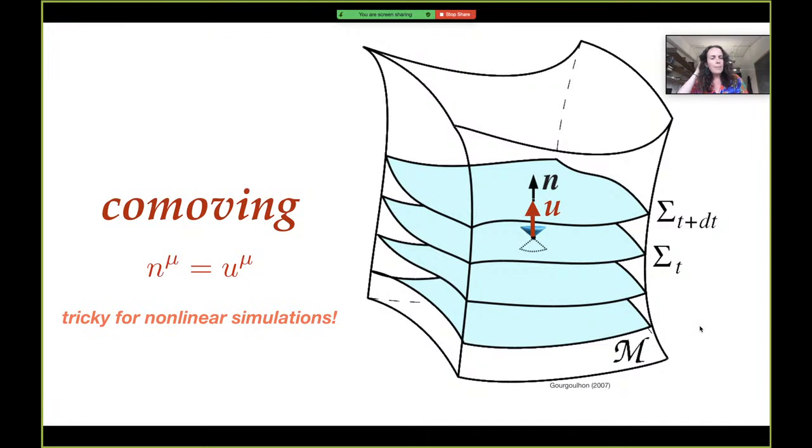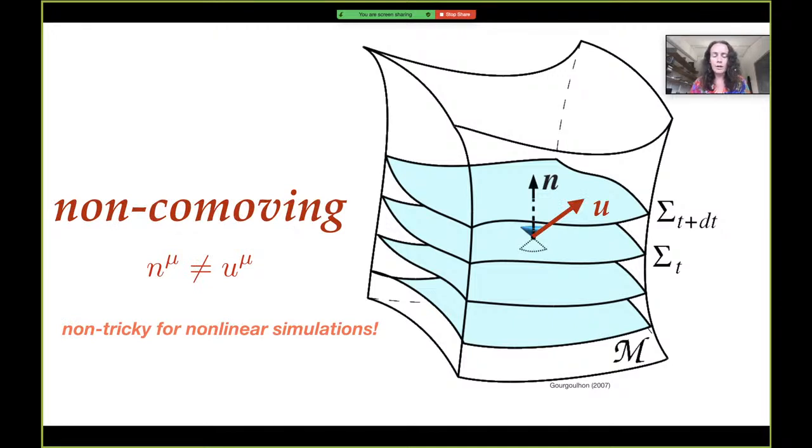However, this frame is actually quite tricky for nonlinear simulations of structure formation in numerical relativity. And the reason for this is that as our nonlinear structures collapse, our four velocities point inwards towards each other, as the matter falls into our overdense regions. And what this means is that when our structures are nonlinear, our smooth surface of family of co-moving observers is no longer well-defined. And eventually, if we have shell crossings, we cannot create these slices at all anymore. So what we do instead is just the obvious alternative, which is the non-co-moving gauge.